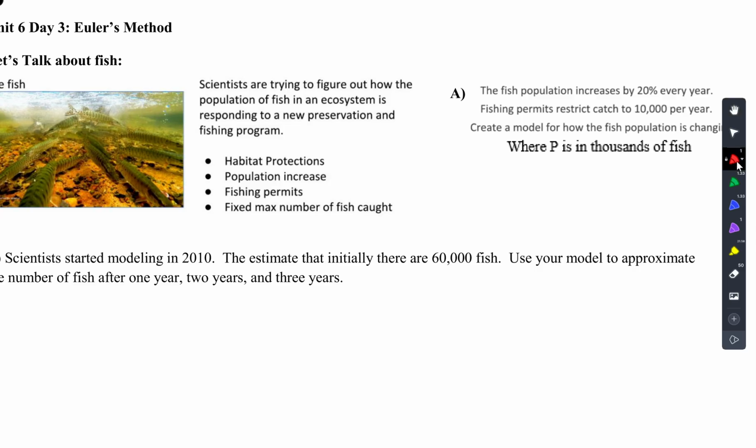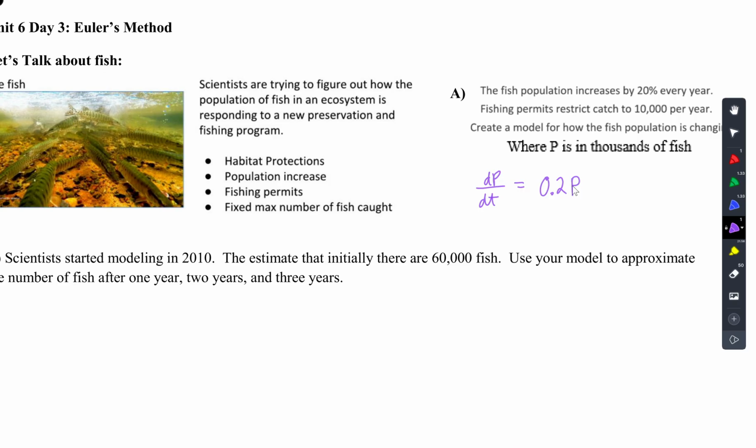So the way you would set that up, it would be dP/dt, so the change in population over time equals. Now I get the 1.2 because if you're thinking about increasing, but it's not a function, it's a change. It's a derivative. So the amount of things that are changing is 20% of the population. So you would write 0.2 times the population.